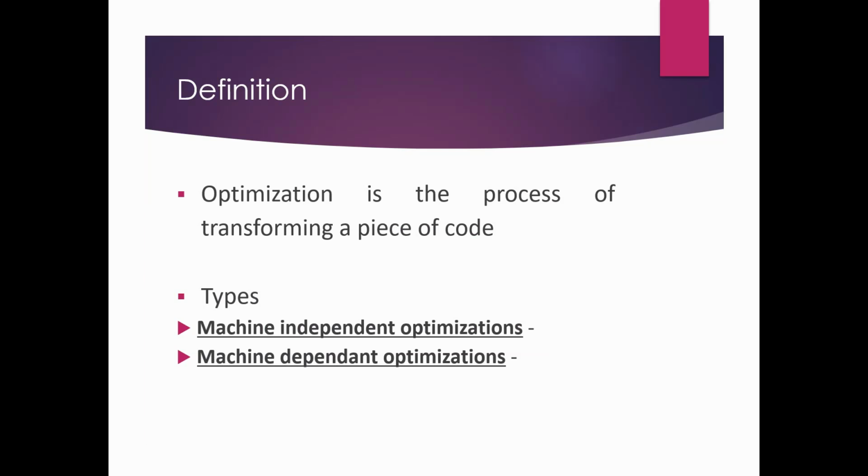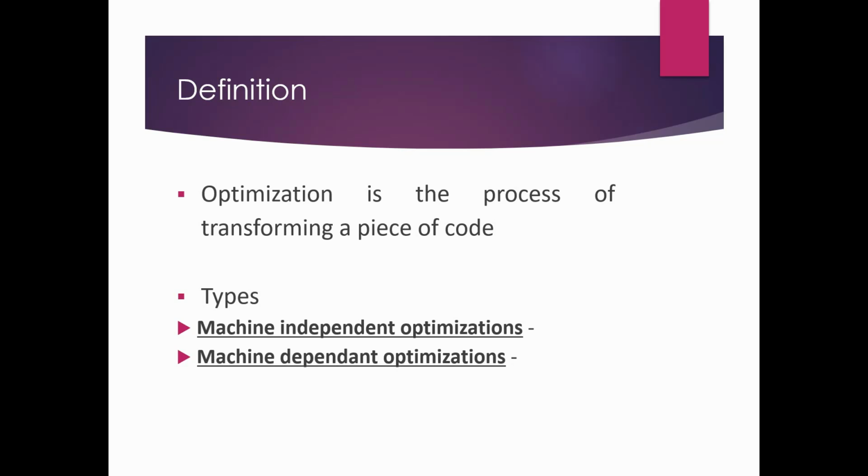So what is optimization? Optimization is the process of transforming a piece of code to make it more efficient, either in terms of time or space, without changing its output or side effects. The only difference visible to the code's user should be that it runs faster and consumes less memory.